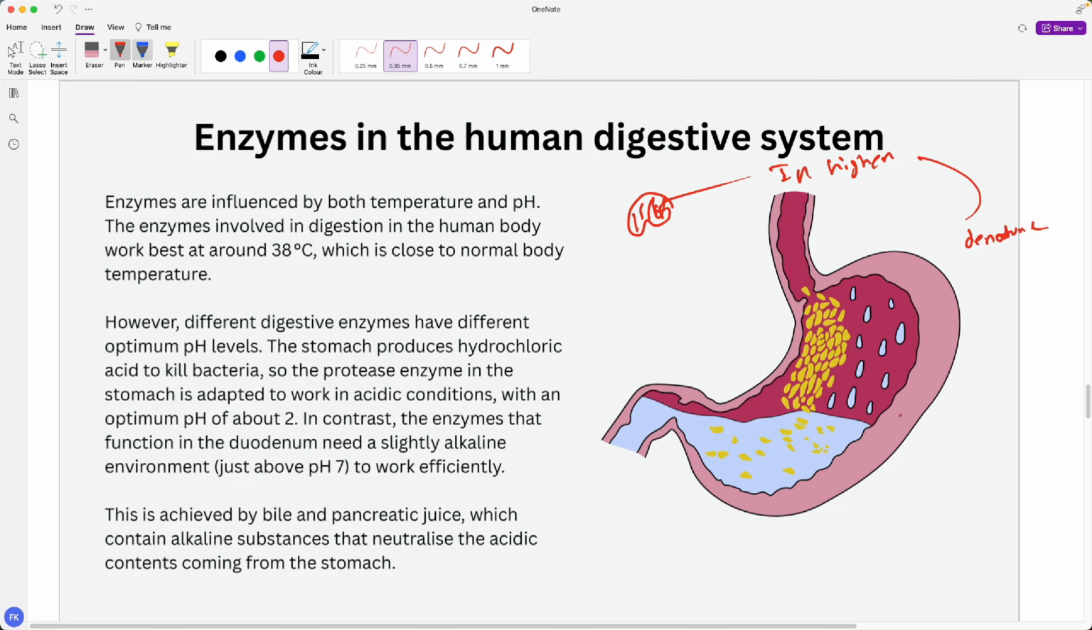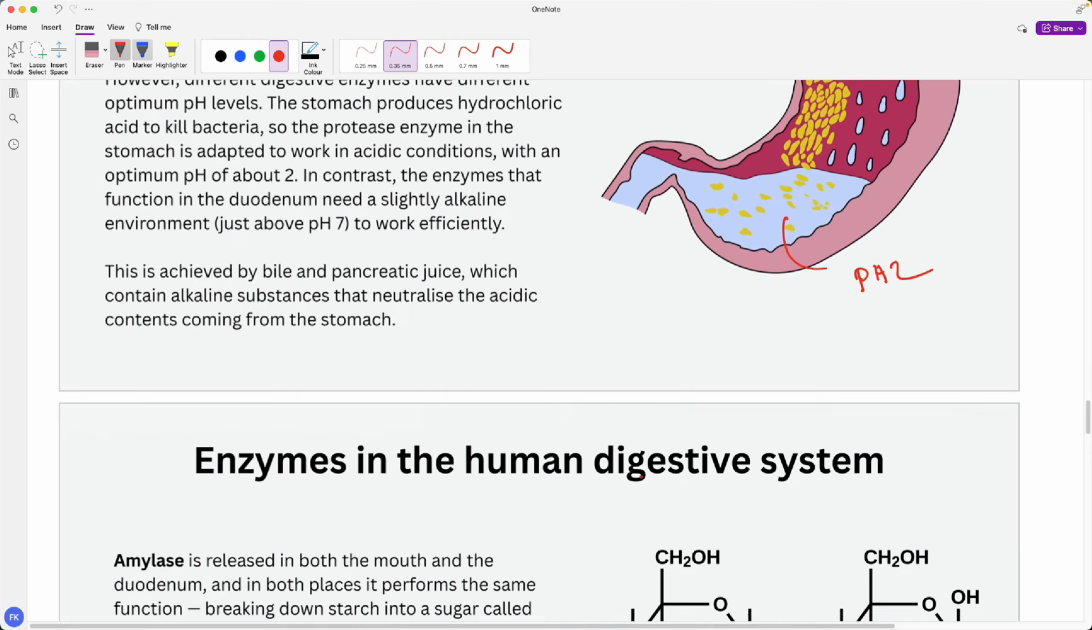For example, the enzyme found in the stomach works at pH 2 actually. So these protease enzymes work best at this pH, and there is also hydrochloric acid in the stomach that kills the bacteria. Now, in contrast, the enzymes that function in the duodenum need a slightly alkaline environment above pH 7 to work efficiently. This is achieved by the bile and the pancreatic juice, which contain alkaline substances that neutralize the acid coming from the stomach.